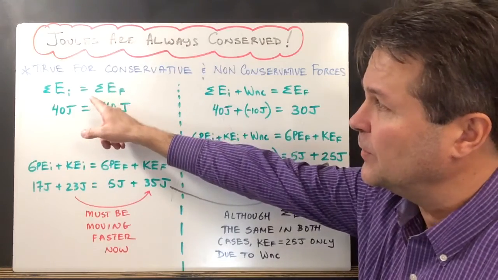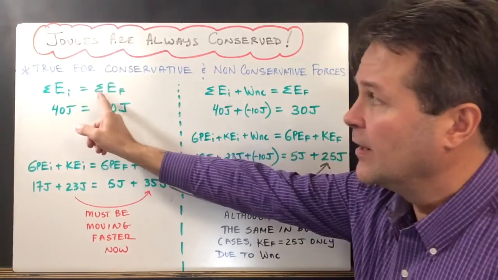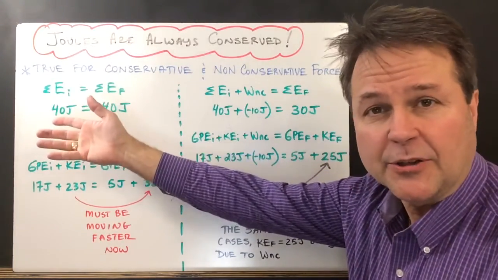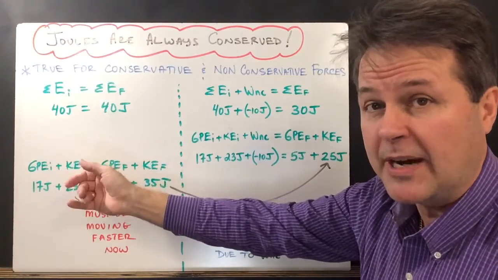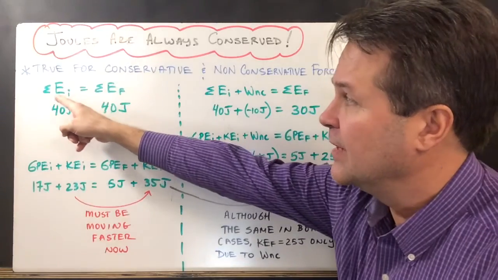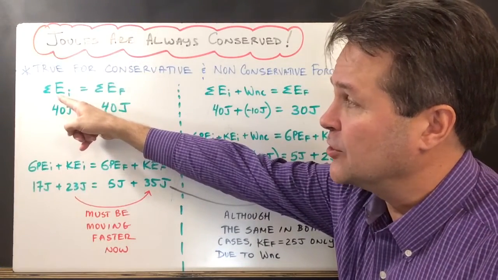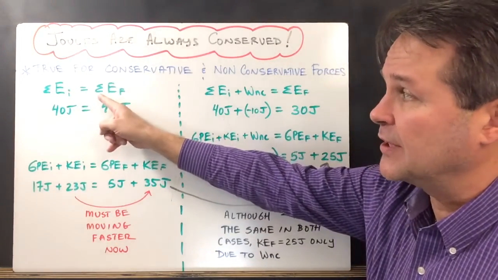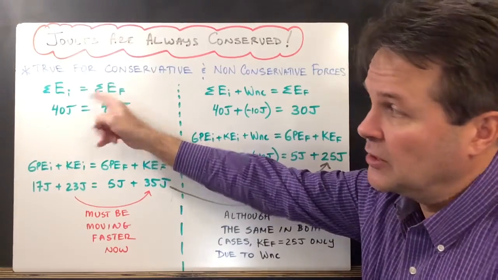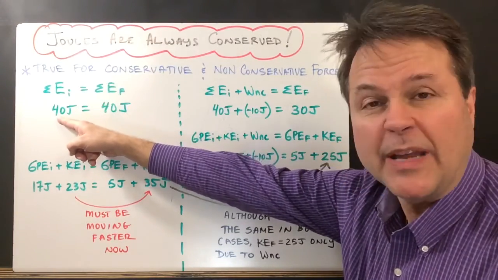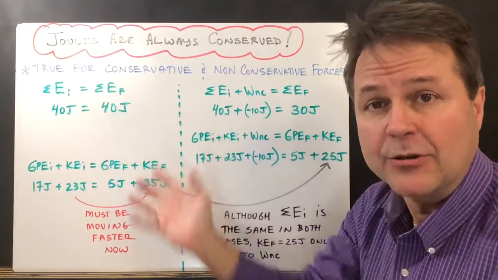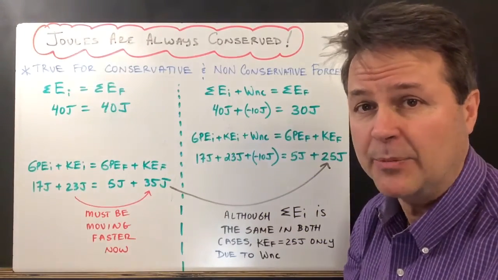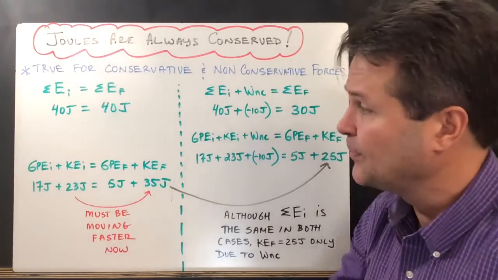So with conservative forces, we're only talking about gravitational potential energy, kinetic energy, and spring potential energy. There's no work done by non-conservative forces. So the sum of the energy before is going to be equal to the sum of the energy after. So let's just say that initially we have a total of 40 joules of energy, so that means we have to maintain those 40 joules of energy. They can't disappear. Joules don't disappear.